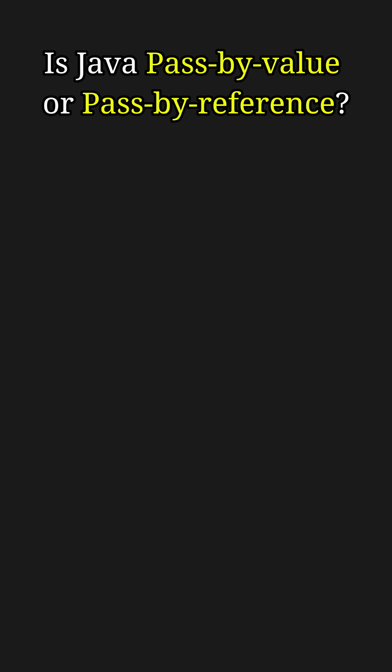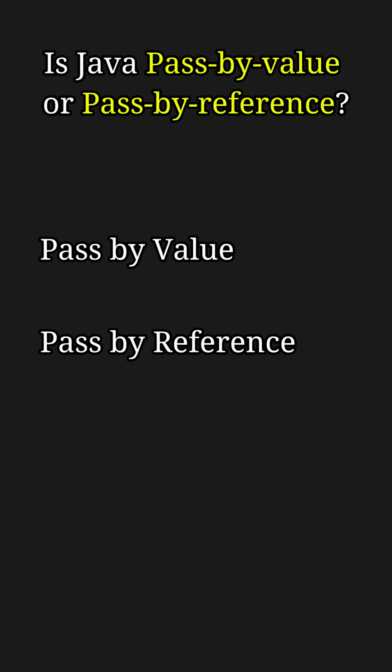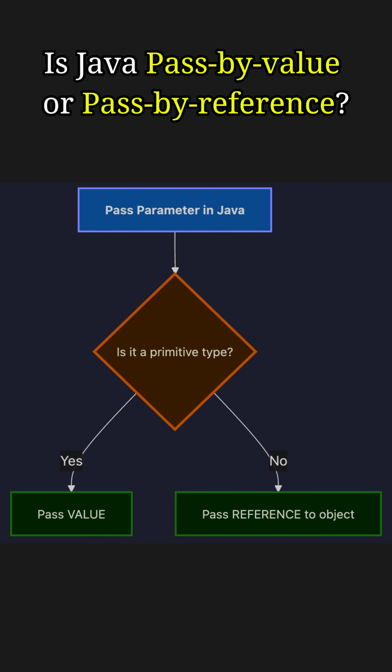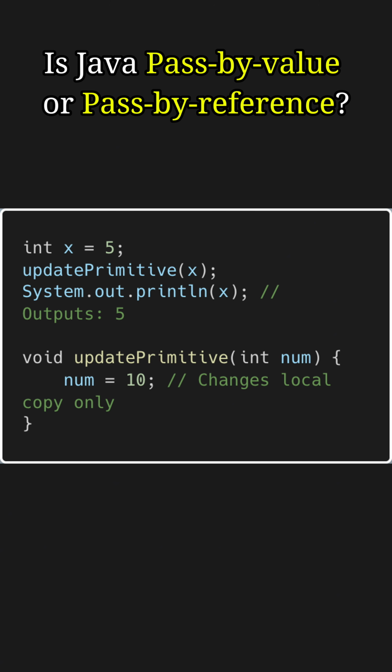Today's question is: Java pass by value or pass by reference? Let's break it down. Java is always pass by value. But here's the tricky part. When you pass a primitive type like int or double, Java passes the value itself. But when you pass an object, Java passes the reference to the object. And this is where the confusion comes in. Let's look at some examples.